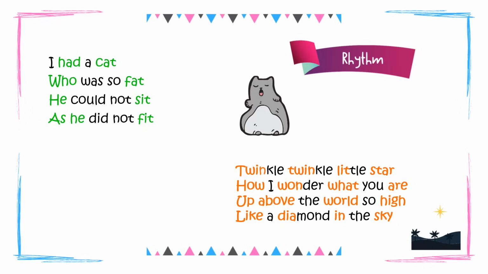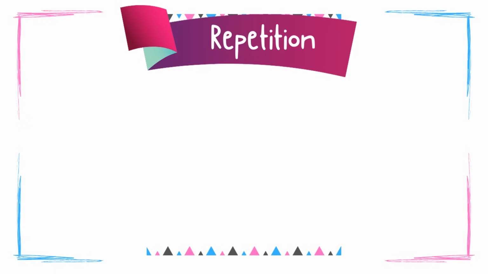Now, do you see how nicely the rhythm is created by the stressed and the unstressed syllables? If there was no rhythm, you would be reading a poem like this. Twinkle, twinkle, little star, how I wonder what you are up above the world so high, like a diamond in the sky. Well, there should be rhythm in a poem. So how do we create rhythm? With stressed and unstressed syllables. Okay, now you learned about the rhythm.